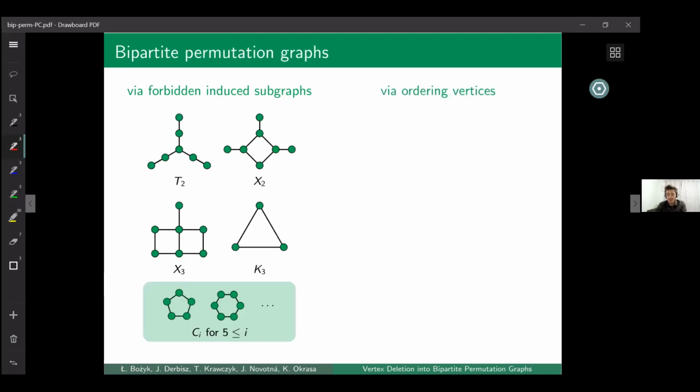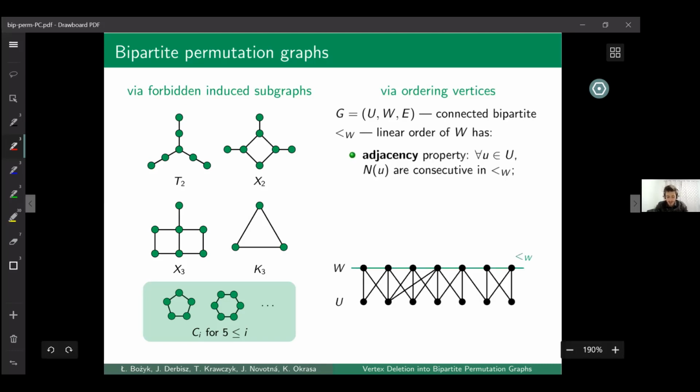However, there is another characterization of bipartite permutation graphs I would like to show you, which is via orderings of vertices. So this is the way to connect it with this poset world. In order to give this characterization, let me give you first some definitions. Given a connected bipartite graph and a linear ordering of one of its parts, we say that this ordering has the adjacency property of this part if whenever you take a vertex from the other part, its neighbors are actually consecutive in this ordering of W.